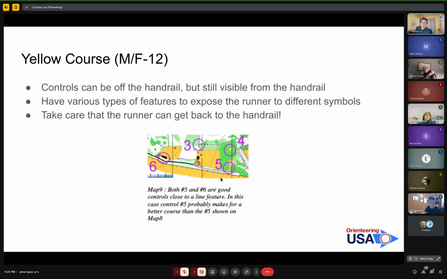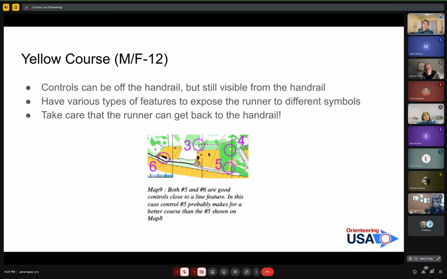So in this example, there are examples of controls off this linear feature, this trail going to road. You've got this, I guess that's the edge of a clearing, and they've got this building. So those are great. Those are examples of not a trail junction. And also see that they moved 5, which used to be over here, and they've moved it around because this is a perfectly reasonable leg to go around like this.